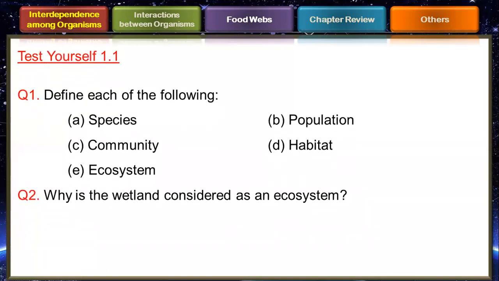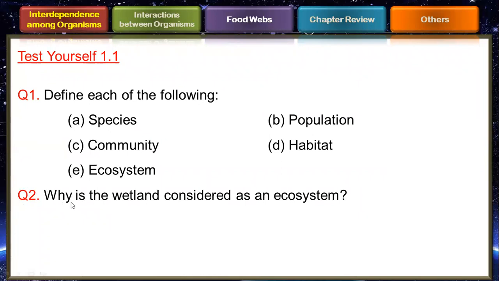Now, I want you to do this one. This is the end of our lesson, but I want you to go back to the video and find the answers by watching it, and define each of the following words: species, population, community, habitat, and ecosystem. By rewatching the video, I'm sure you're going to get an idea on how to define these five words.